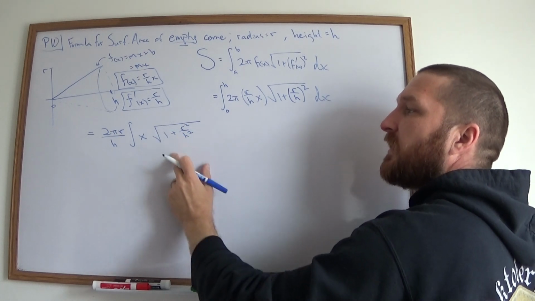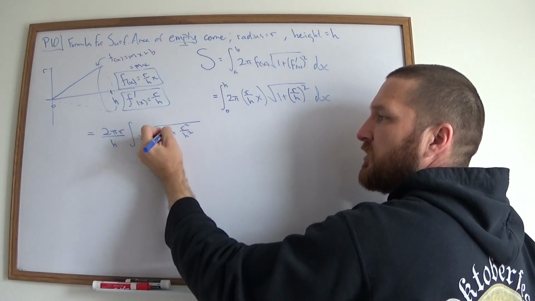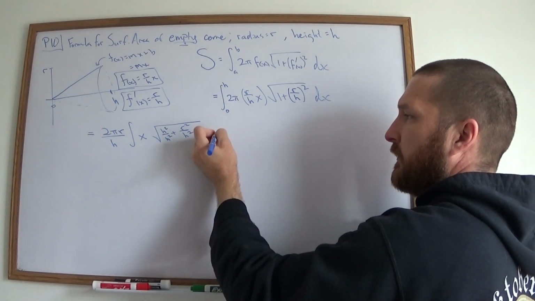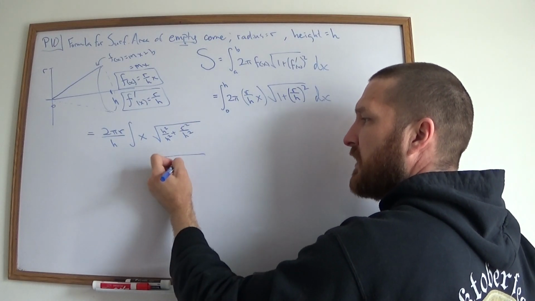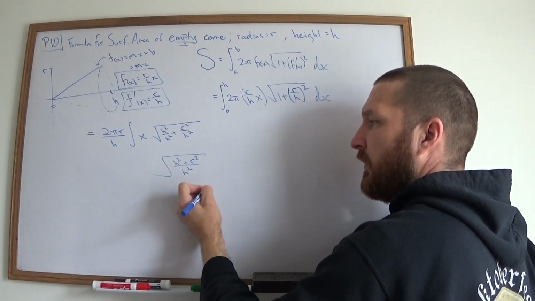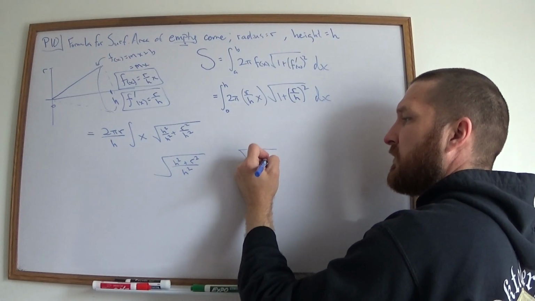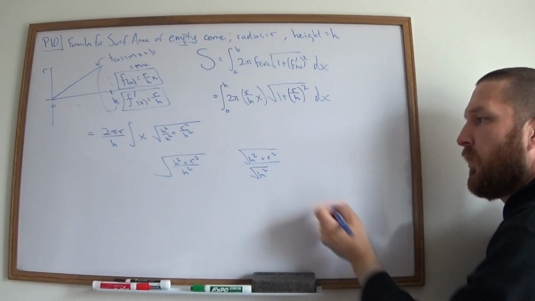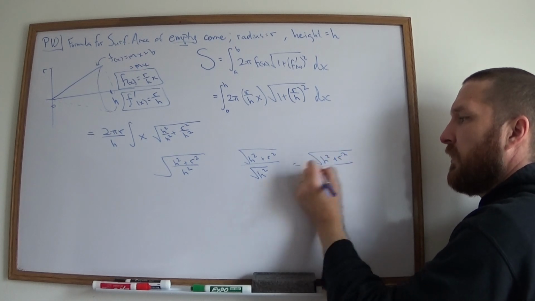Let's get a common denominator over here. I'm going to call 1 the same thing as h squared over h squared. So that gives me a common denominator. That whole thing is the same thing as h squared plus r squared over h squared, which is the same thing as the square root of h squared plus r squared over the square root of h squared, which is just the square root of h squared plus r squared over h.